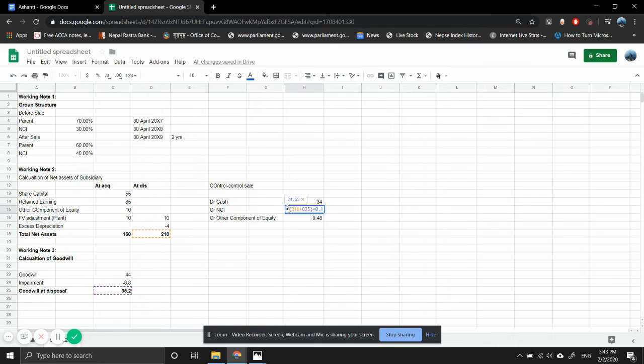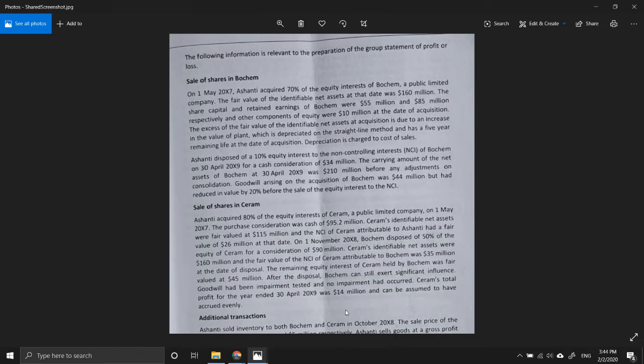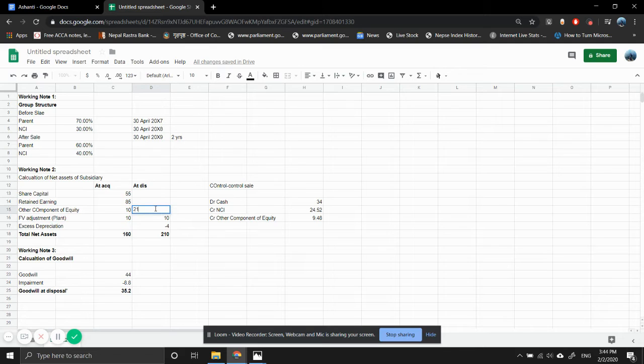What should we give them? So what's our net assets? What's our net assets? The carrying amount of net assets before any adjustment. Okay, so these three are 210. So these three are 210. That means it equals the sum. Okay, now it's good.